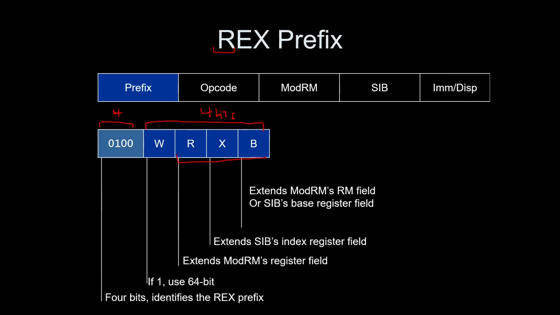So one extends the mod_rm register field, one extends the index field in the SIB byte, and then you only need one more bit because remember our mod_rm's RM field has to have a special value to use SIB byte. So if you don't use SIB byte, then B extends the RM field. If not, it extends the base field in SIB.